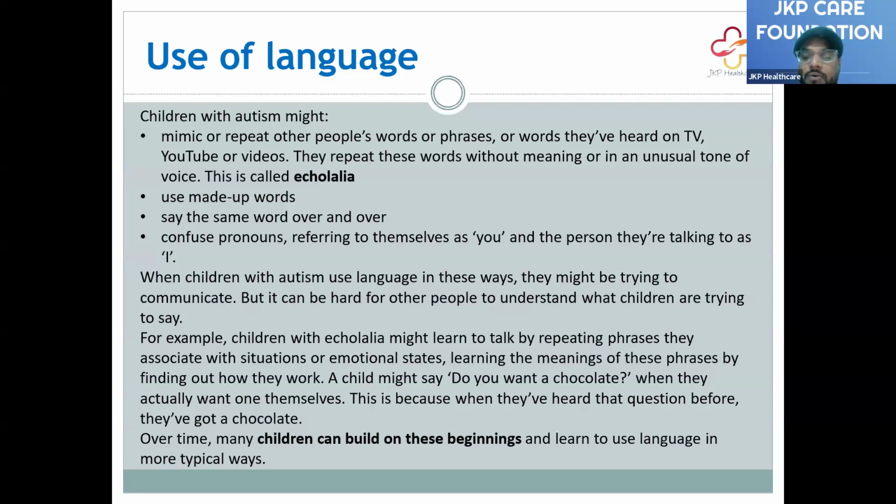A child might say, "Do you want a chocolate?" when they actually want it for themselves. So sometimes, कभी-कभी क्या होता है, these children ये अपने आप को उस सिचुएशन से रिलेट करते हैं और क्वेश्चन को रिपीट करते हैं. जैसे last time when I asked a child, "Do you want a chocolate?" बच्चे ने गेस्चर दिया या नहीं दिया, मैंने उसको चॉकलेट दे दी.